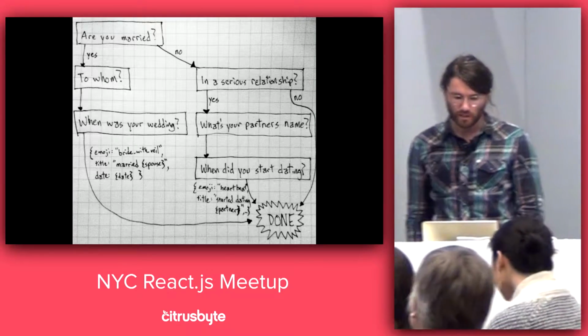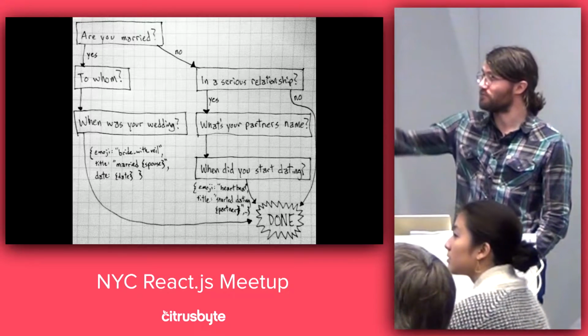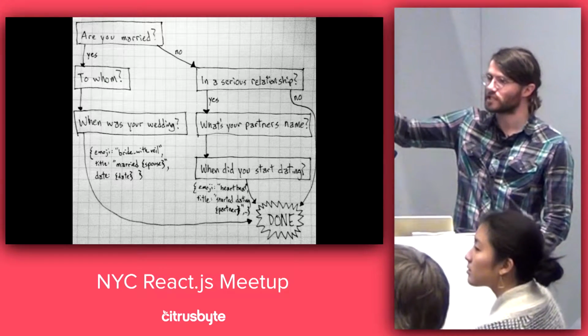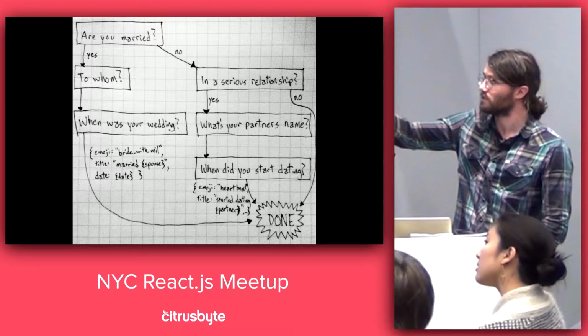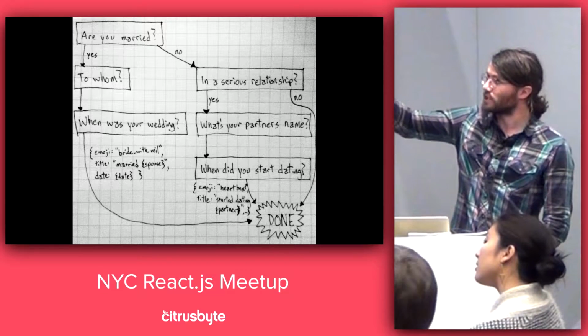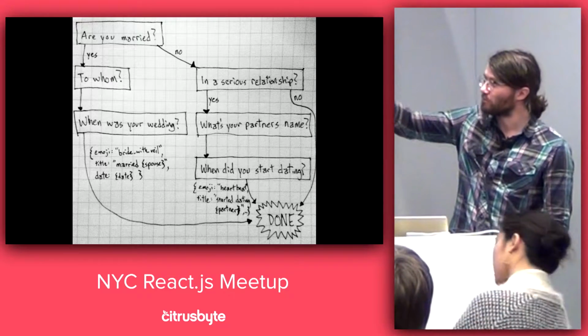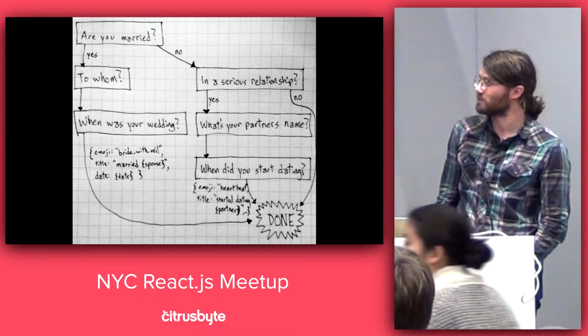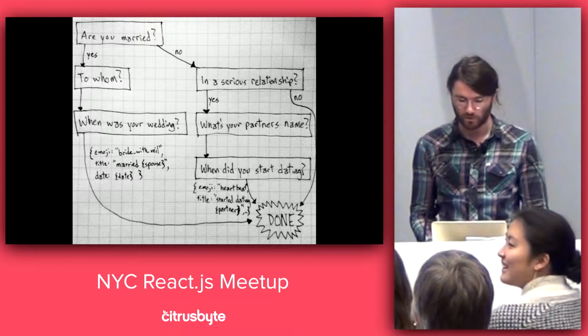And for each of those, it's going to create an event on your calendar, and it's going to customize the event based off of what you put in. So for the first one, you have the bride with veil emoji, and you say married, spouse's name, versus a little heart emoji.